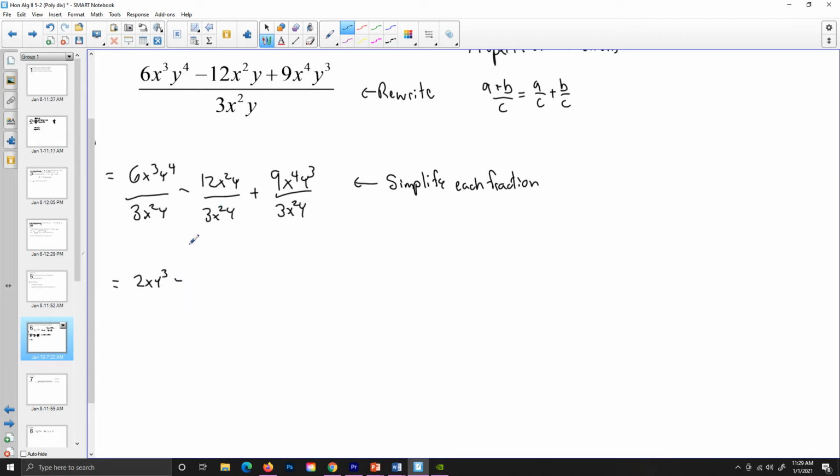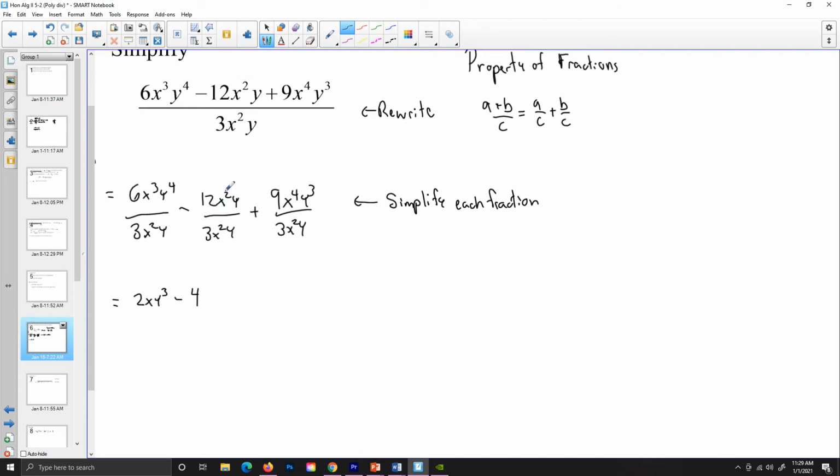In my second fraction, I have my minus. 12 over 3 will give me 4. X squared over x squared gives me 1. Y over y also gives me 1. So 4 times 1 is just going to be 4.